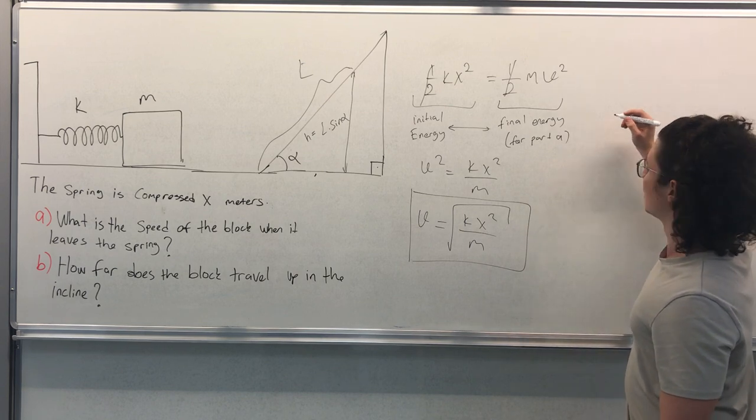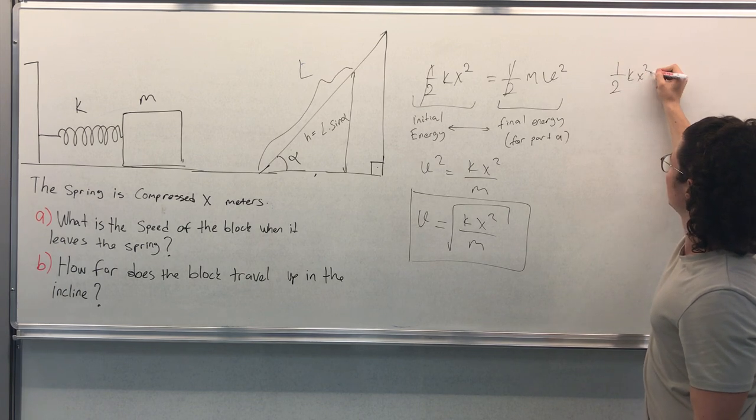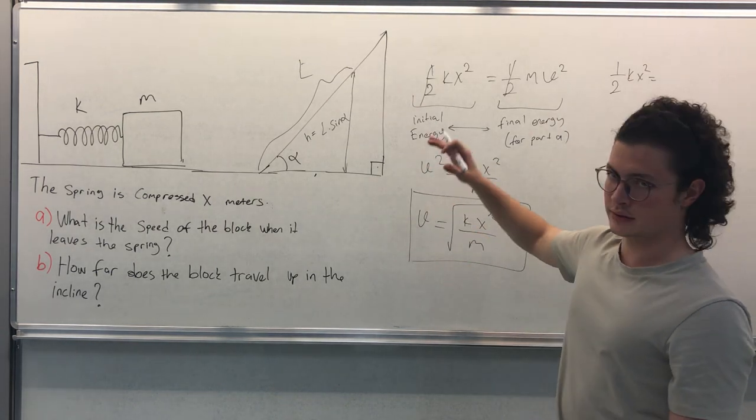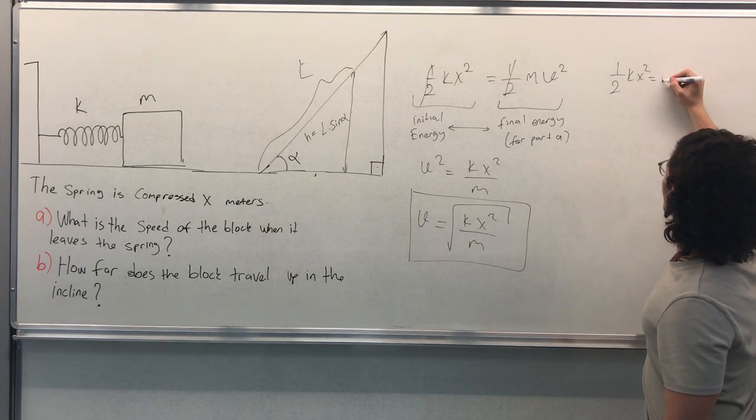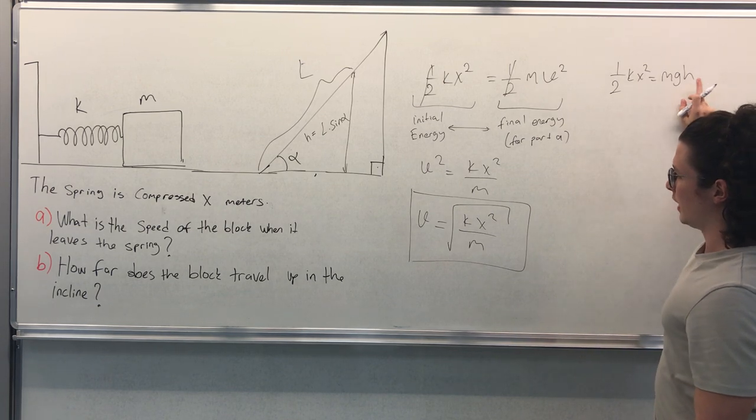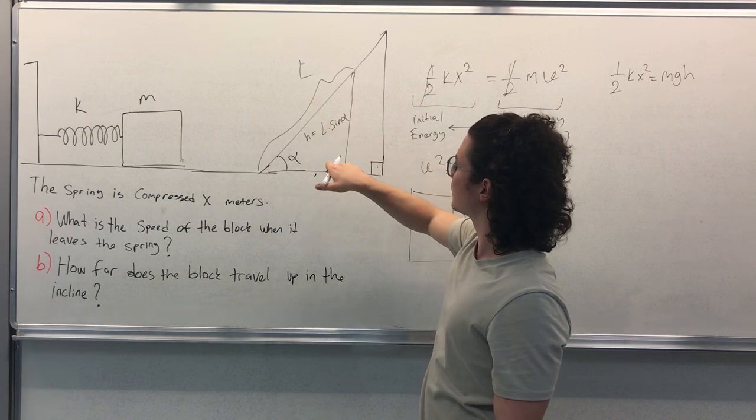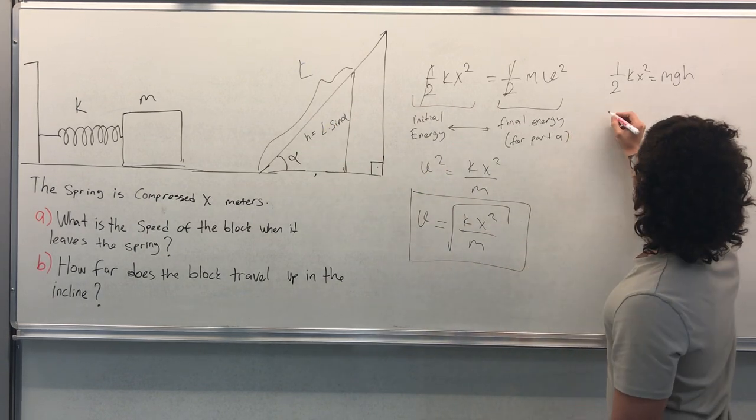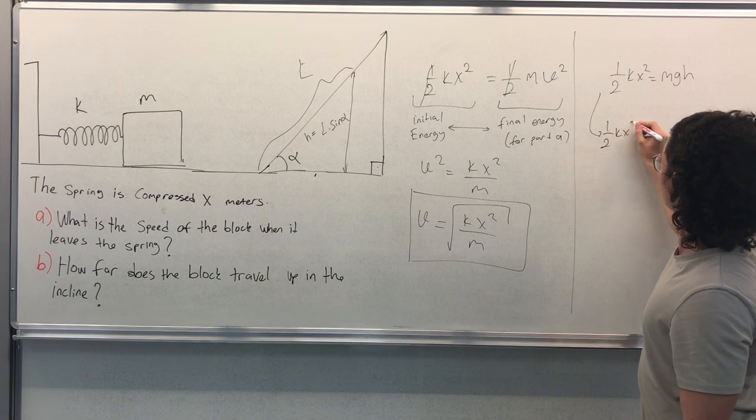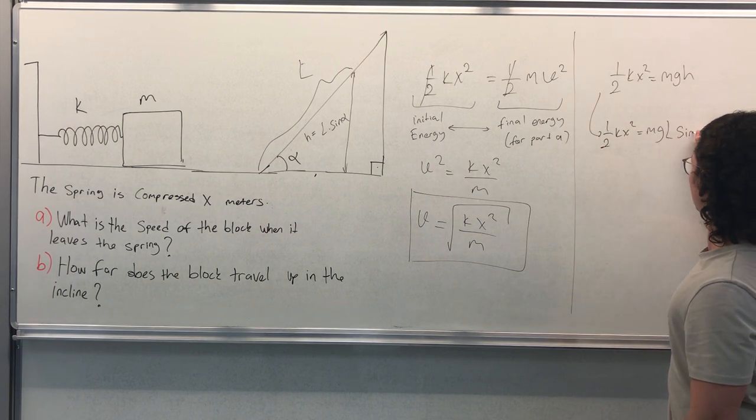So if you write the initial energy again, 1/2 k x squared, and make it equal to the final energy, which is the potential energy now, the gravitational potential energy. So m g h. Now we want to find h. Actually, we want to find L, so we know that h is expressed as this, so we can replace h with that. 1/2 k x squared is equal to m g L sine alpha.